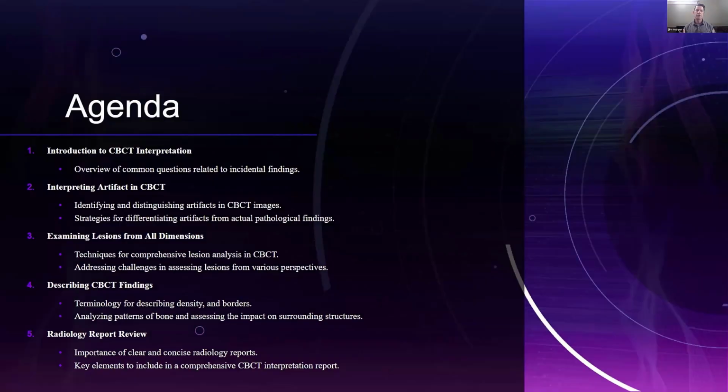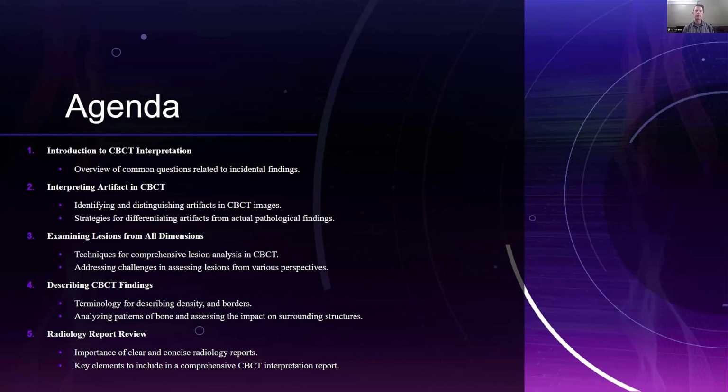So let's look at our agenda for today. The first thing we're going to look at is an introduction to CBCT interpretation, basically an overview of some common questions related to incidental findings. We know there's a statistic that shows anywhere from 70 to 80% of incidental findings on scans. And doctors, what do we have in store for those specific findings, and what are we going to be talking about today?